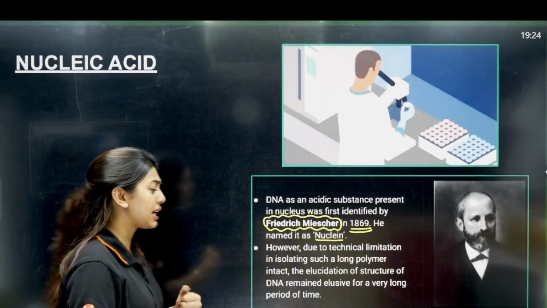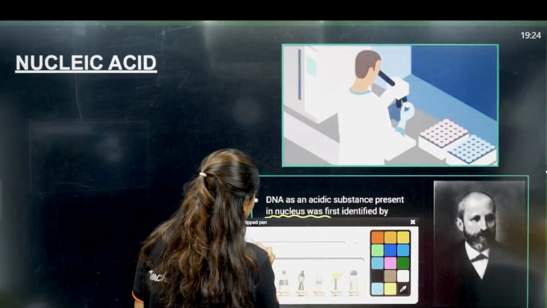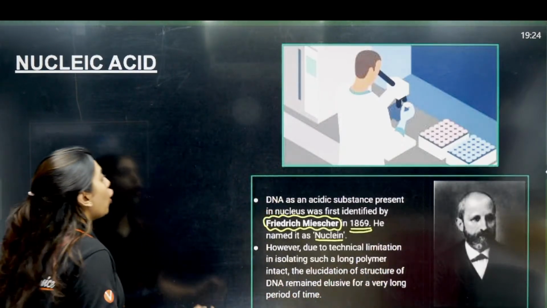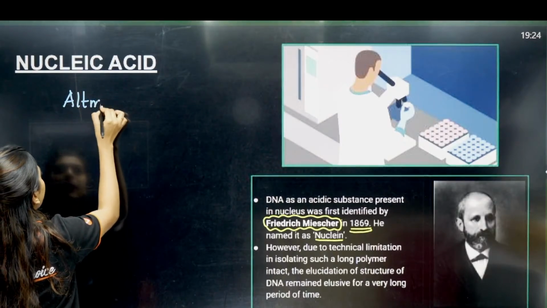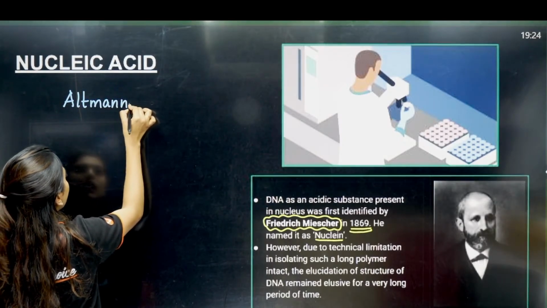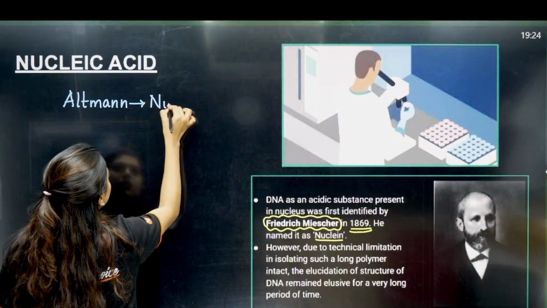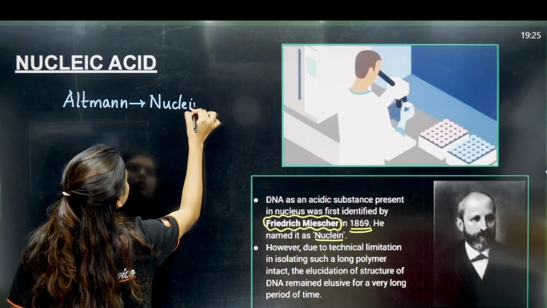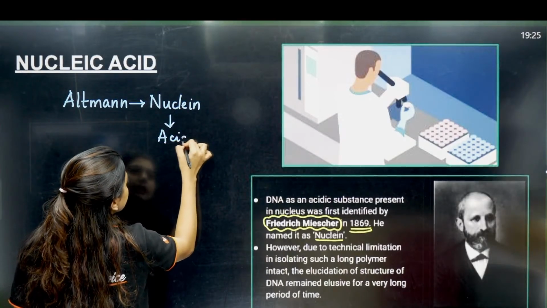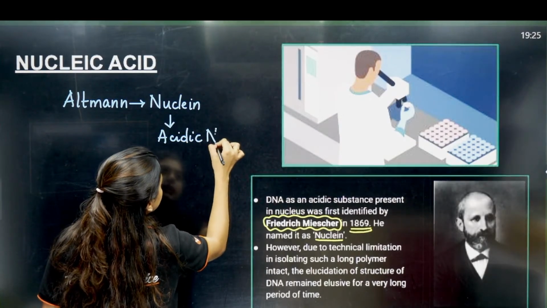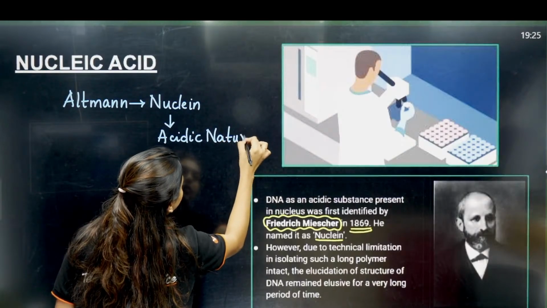Then there is another scientist whose name was Altman. What was this scientist's name? Altman, A-L-T-M-A-N. Altman told that the nuclein that Friedrich Miescher found has an acidic nature. Has what nature? Acidic nature.